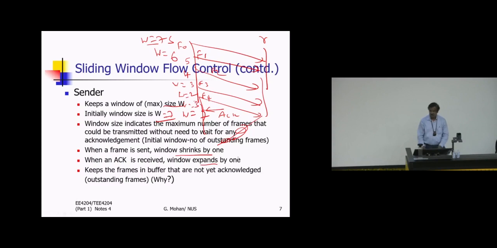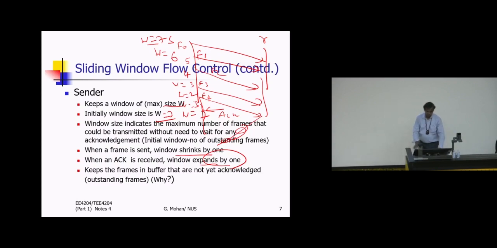Okay? And in the extreme case, let's say F0, F1, F2, F3 are sent. Let's say 7 frames were sent, then W becomes 0. When W becomes 0, the sender has to wait. It cannot send any new frame because the window is exhausted. It's permitted to send only 7 and it has already sent 7. After receiving the acknowledgement, it will proceed. I say the window expands by 1, but if you use cumulative acknowledgement and it acknowledges, let's say, 4 frames, then the window can expand by 4. It depends on how many frames are acknowledged.